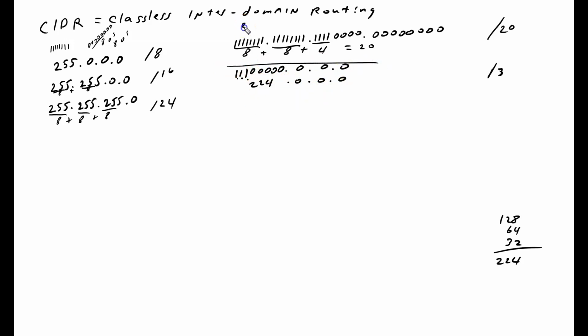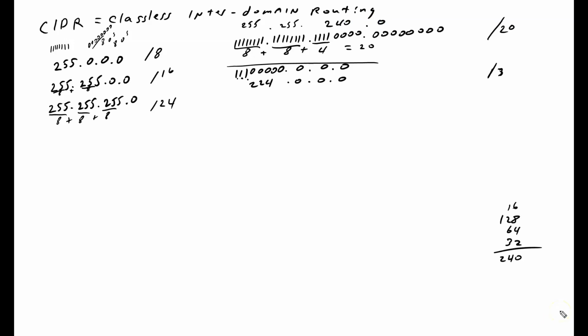What is this one? 255.255. What's this one? Well, I've got 4. I've got a 128-bit, a 64-bit, a 32-bit, and a 16-bit. So this one, let's erase that, this one is equal to 240 if I add all those up. So this is 240.0, like that.